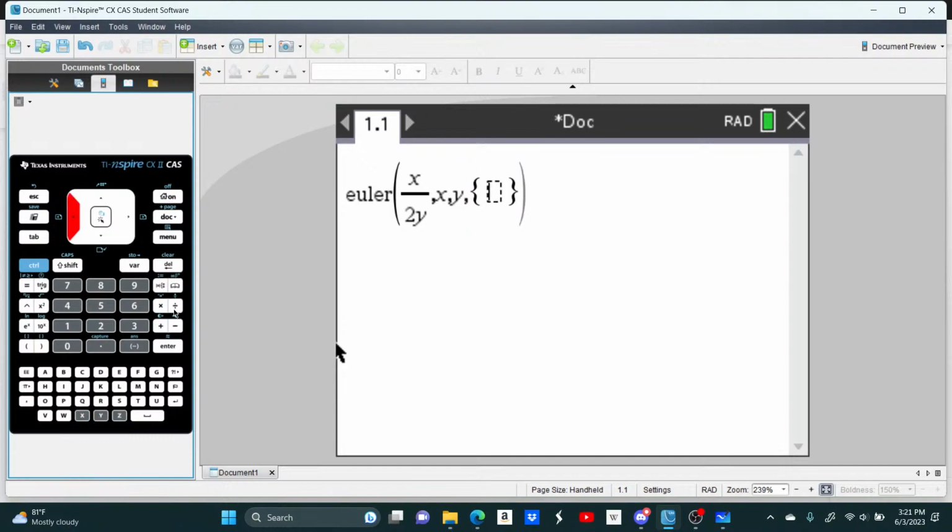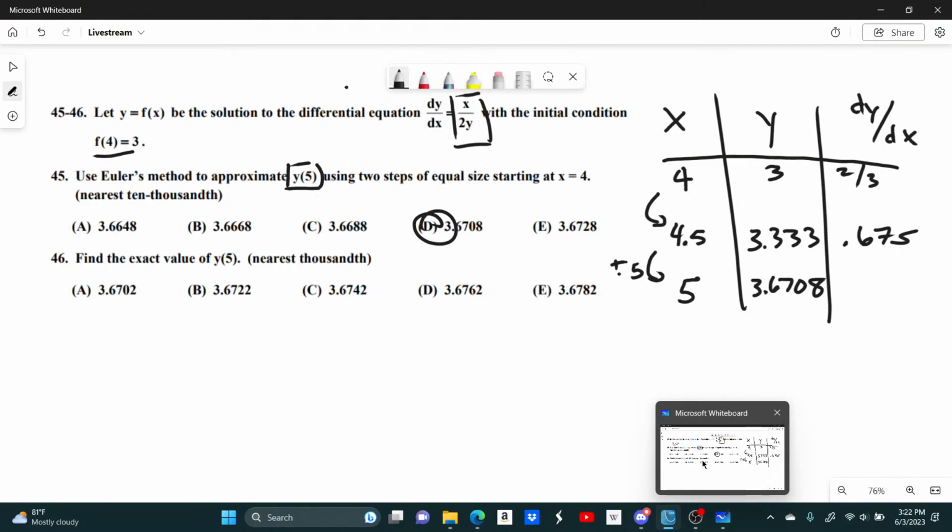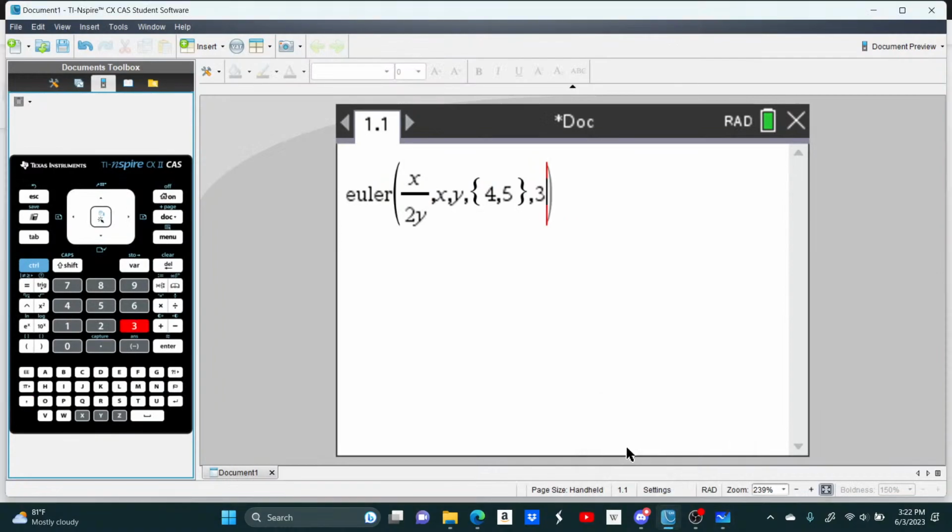Then I'm going to make a list, and this list is going to have two things: your starting x value and your ending x value. So in this case, we start at x equals 4 and we end at x equals 5, and that's what's in the list. Then your next one is just your starting y value, your starting output. We can see from right here that we're starting at y equals 3. So comma 3, and the last one is our step size, which, if you're going a distance of 1 and you have 2 steps, is going to be 0.5.